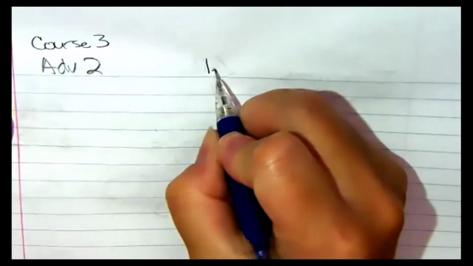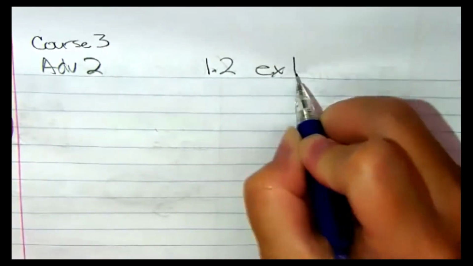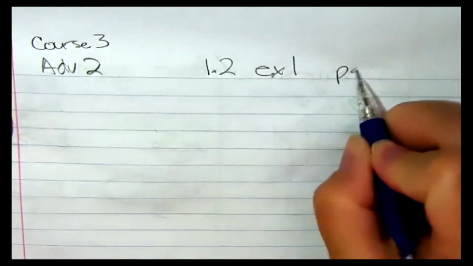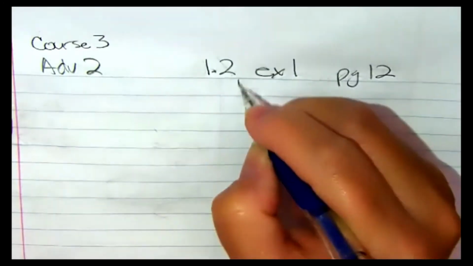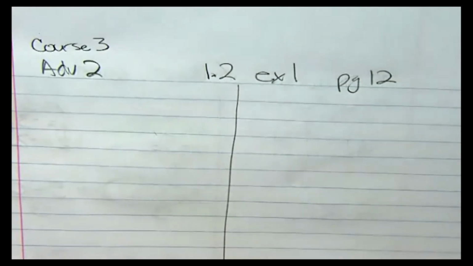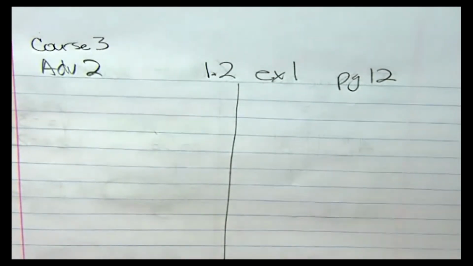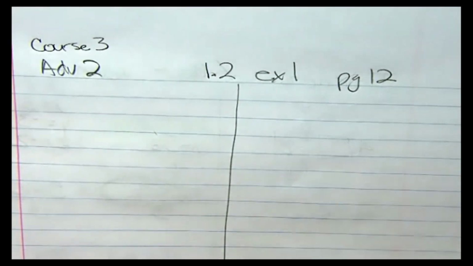We are working in Advanced 2. If you're in 7th grade, it's Advanced 2. If you are in 8th grade, it is Course 3. We are doing Lesson 1.2, Example 1, and we are on page 12. Okay, let's take a look at the first problem.